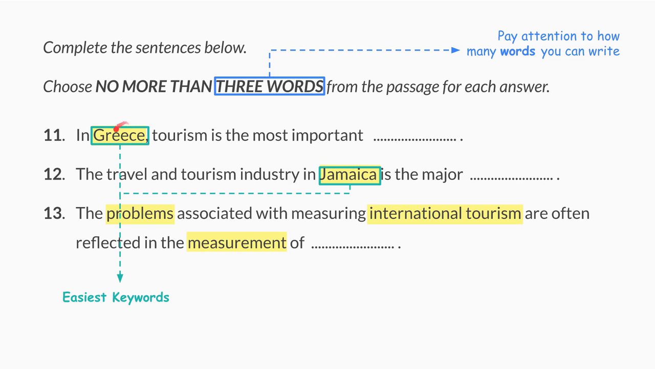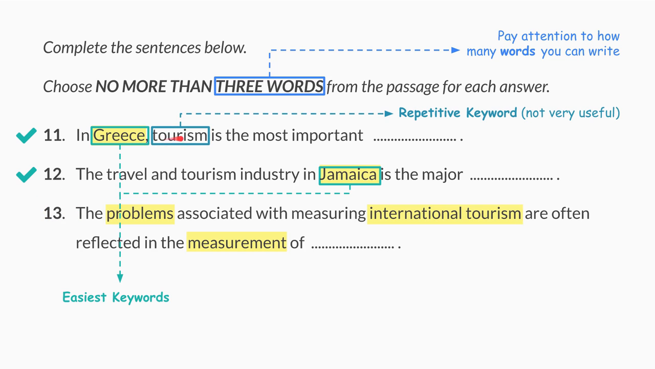So words like Greece and Jamaica, these are names of places, and therefore they're going to be quite easy to locate. So for that reason, the words Greece and Jamaica are the easiest keywords. For this reason, question number 11 and question number 12 are going to be the easiest ones to solve. So we're going to answer these 2 questions first, and then we'll move on to question number 13 next.